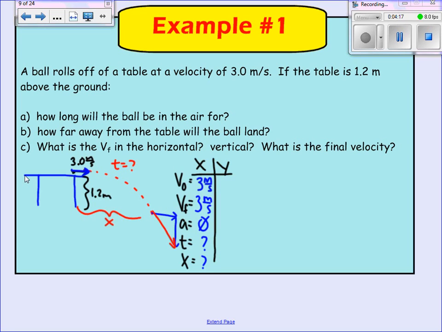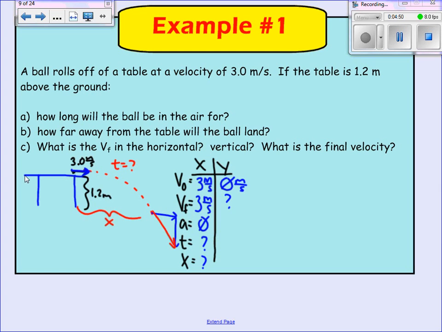Now let's go into the Y category. The Y category completely looks at vertical. Do not think about X anymore. What is the initial velocity in the Y direction? Well, since the object was projected off the table horizontally, there was no velocity in the Y direction. There will be Y velocity later on as time goes on, but initially, when it was projected off, there was no Y velocity. Final velocity in the Y direction, we do not know. It's a question.